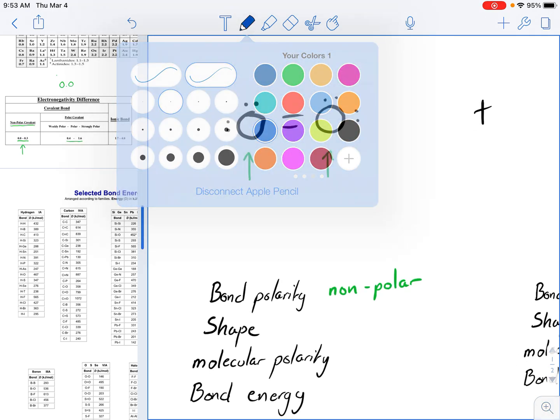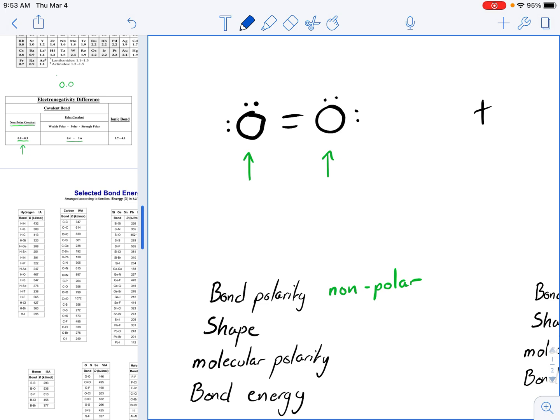Okay, just going to switch colors here. There's a couple of things we need to do to figure out the shape. We need to look at how many atoms are attached to our central atom. We've only got 2 atoms here, so we're going to have to randomly assign who's going to be central. It doesn't matter. I'm just going to say this one is central. That's my central atom. So now I'm going to count the number of atoms that are attached. There is 1 atom attached.